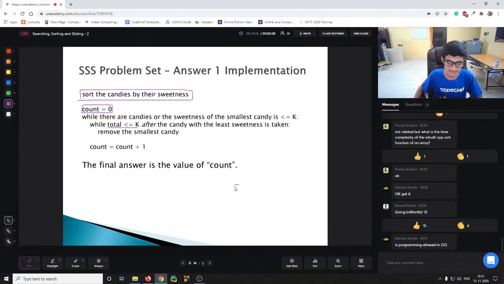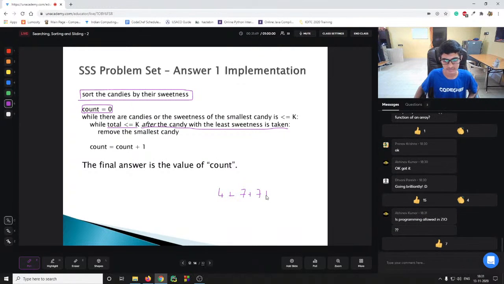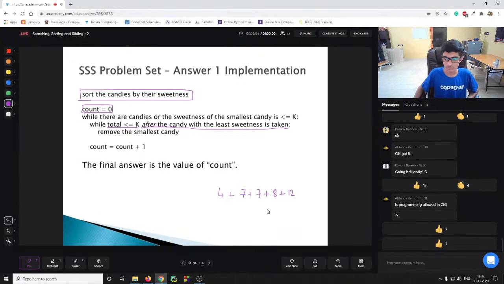Total is the current sum of the current child. So if the current child has taken 4, then his total will be 4, and if he has taken 7, then his total will be 11, and so on. Now, while the total is less than or equal to k, we take the candy with the least sweetness. We do this to make sure that, for example, with 4 plus 4 plus 4 plus 7 plus 7 plus 8, in case we don't do it after, we should have added 12 to the total. So if we checked before, then it will be wrong. So we are going to be taking it after the candy with the least weight is taken.